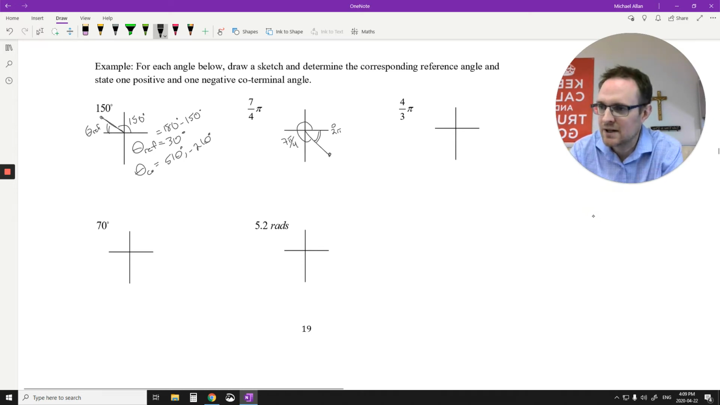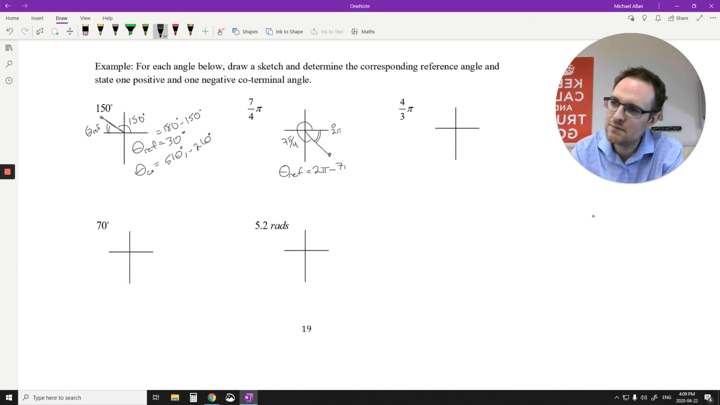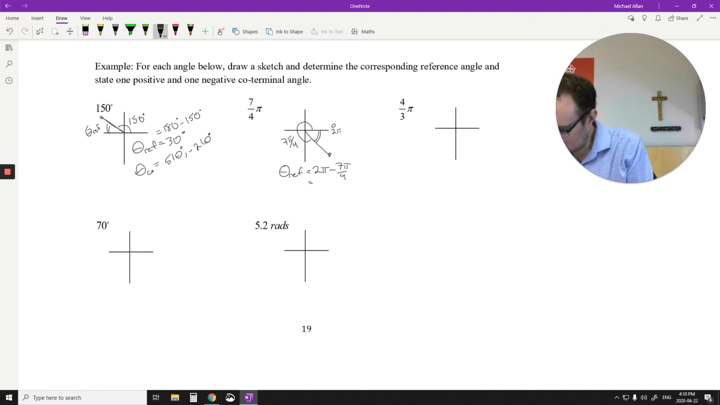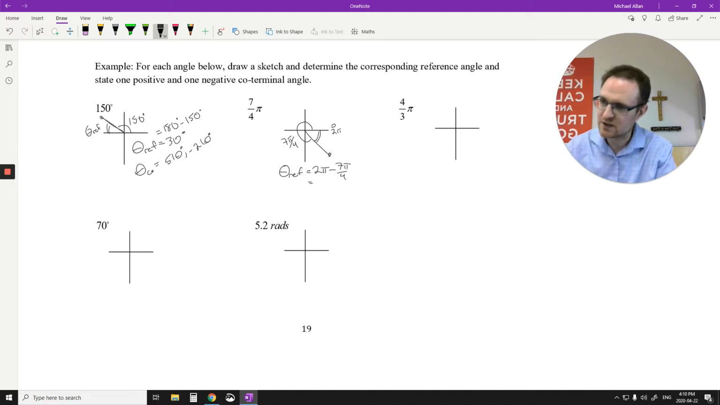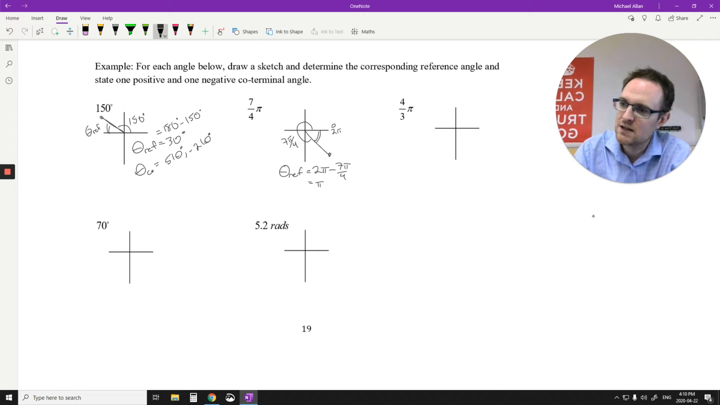So to find this reference angle, I'm going to go 2 pi minus 7 pi over 4, which is 2 minus 7 over 4, which is a quarter. So this ends up being a quarter pi. Now again, always a positive number.